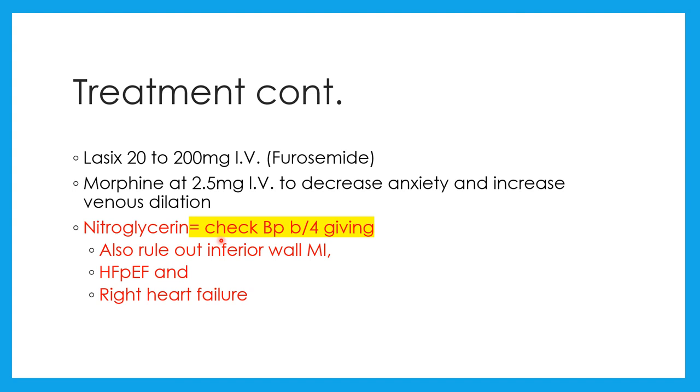Nitroglycerin, but we have to check the blood pressure before giving this. If the BP is low, no nitroglycerin, please. We have to rule out inferior wall myocardial infarction before we give morphine, nitroglycerin, or beta blockers. And also in heart failure with preserved ejection fraction and right heart failure, we'll be careful with nitroglycerin, please, including morphine and beta blockers.